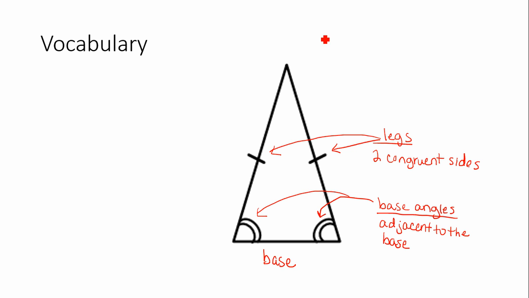At the top of the triangle, this angle also has a name. It is called the vertex angle. It's not a base angle, but it's called the vertex angle. So we have isosceles triangles have two legs here that happen to be congruent. They also will have two congruent base angles. And the base angles, again, are adjacent to the base.